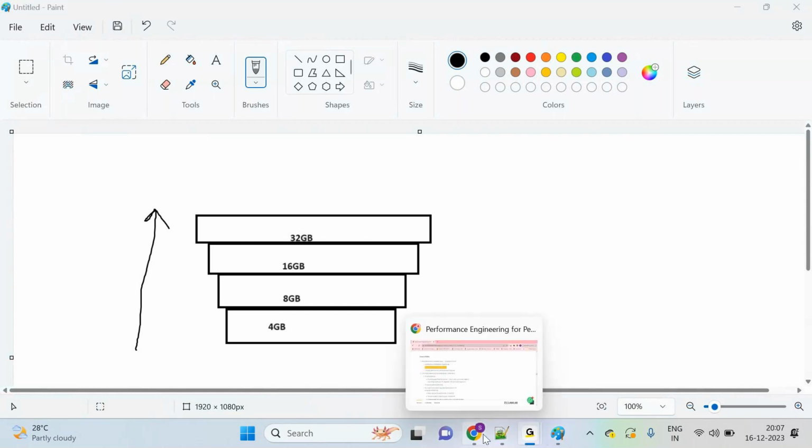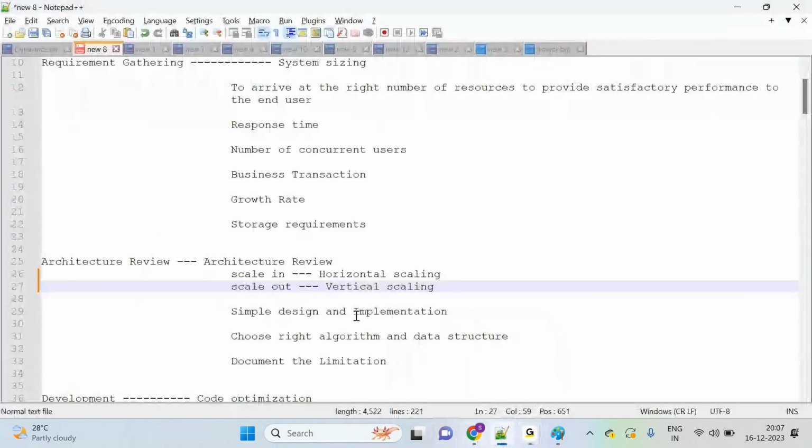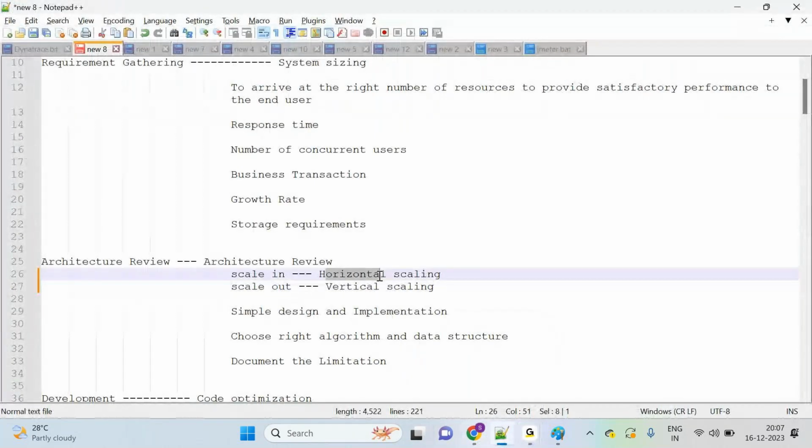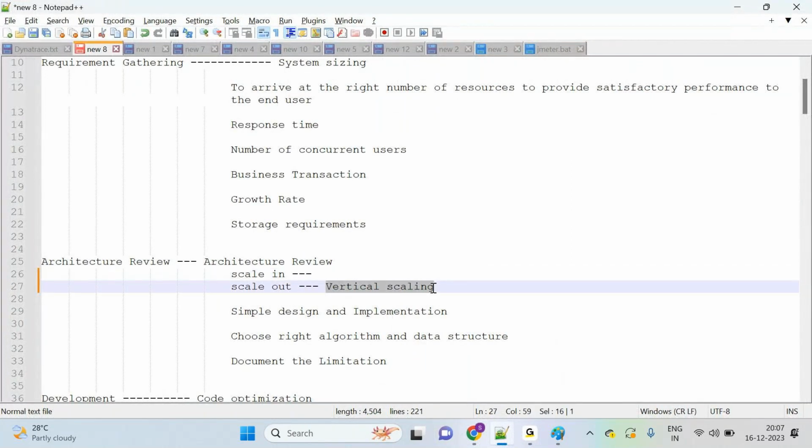Did I write it differently? Sorry. Okay, this is actually what?